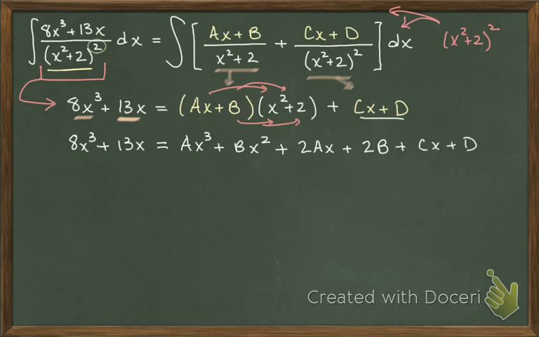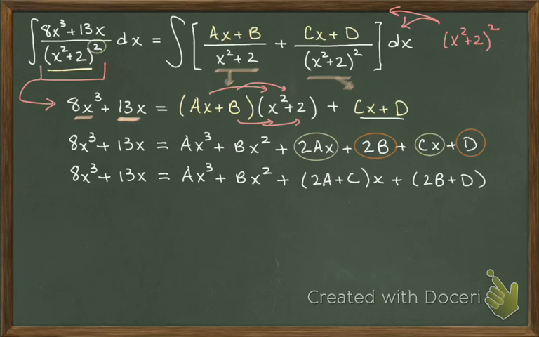And I'm going to collect this in a way so that I get all the powers of x together. So on the right side again, I've got ax cubed plus bx squared plus (2a plus c) times x, right? Those are both x terms. And then 2b plus d is going to be my constant term. So I'm just going to collect those and bring them together. So now it's just a matching game.